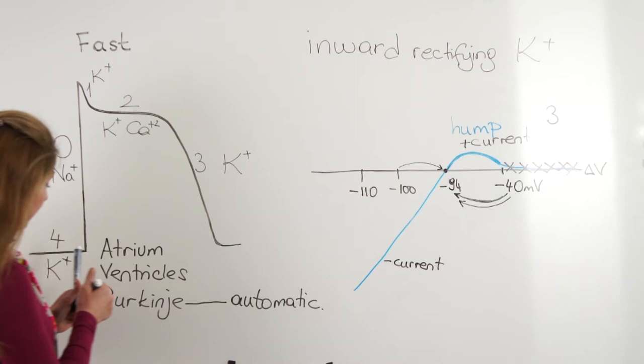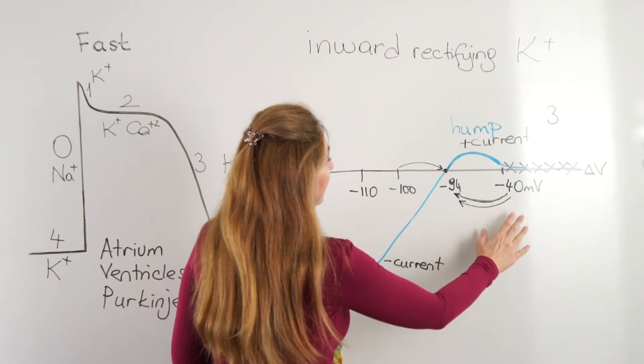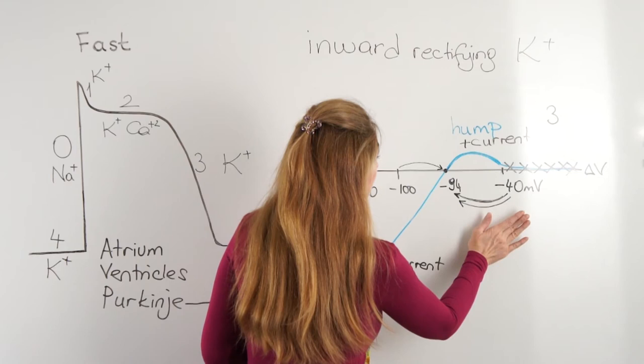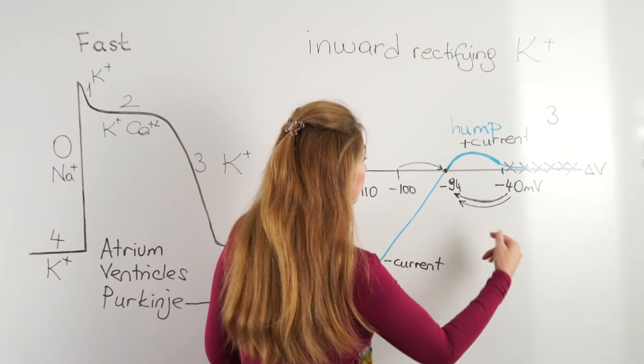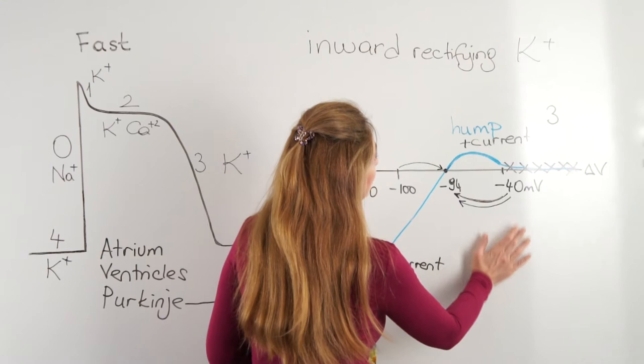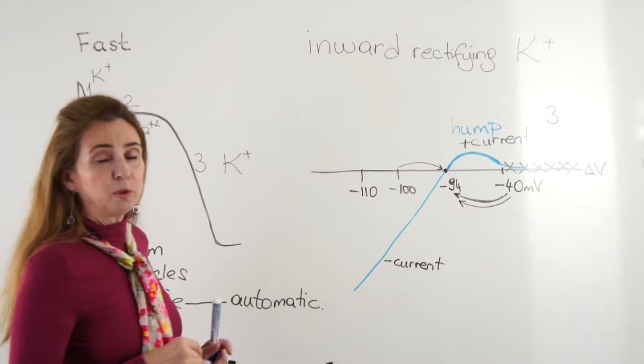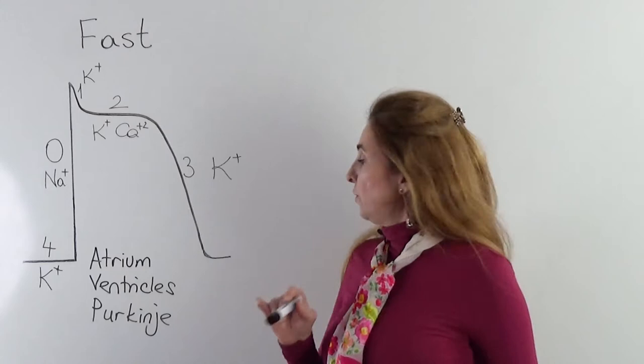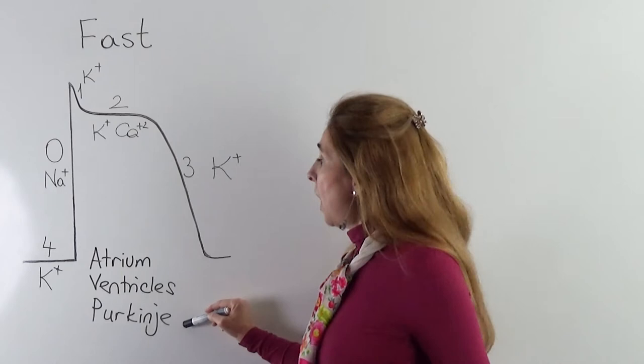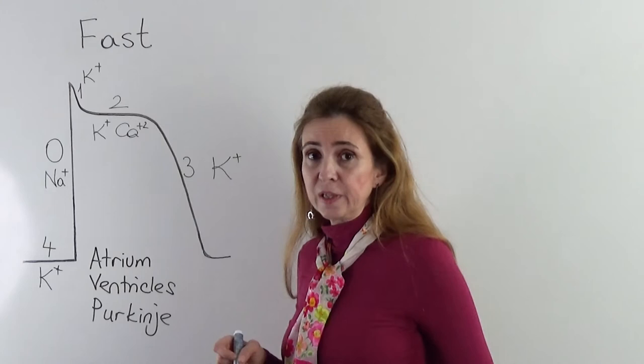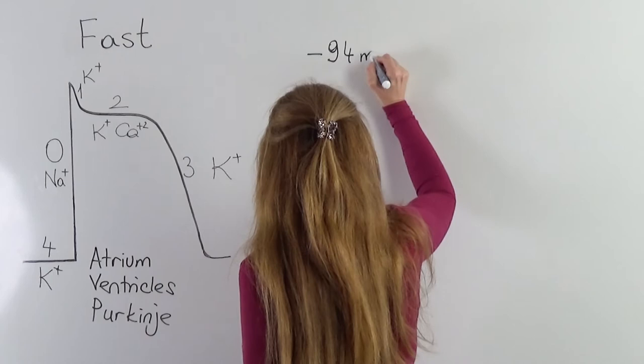But here, that's why we say that the resting membrane potential is constant in atria, ventricles and Purkinje cells, but with the Purkinje cells there's a chance that automaticity can come about. This constant resting membrane potential is produced basically with the help of inward rectifying potassium channels. So the resting membrane potential in atrial and ventricular muscles and Purkinje fibers is mainly produced by inward rectifying potassium channels. The Nernst potential of potassium in them is something like minus 94 millivolts.